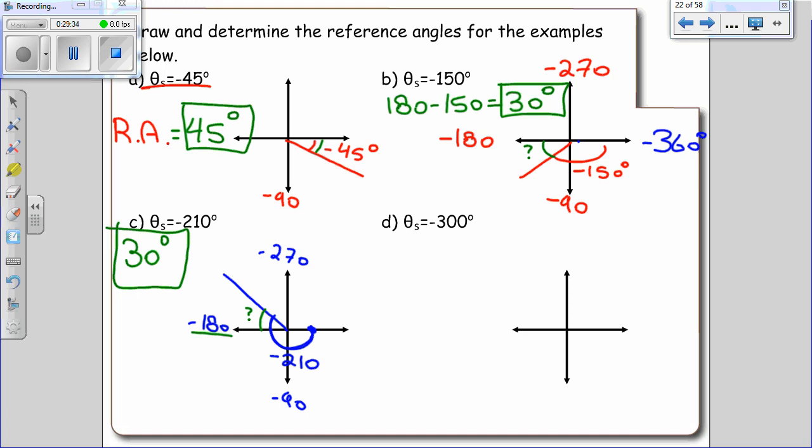Okay, D, if you did that one, 300 would be somewhere up here. Ready? The reference angle would be this little gap in there. It would take negative 360 to do a full circle, but I'm missing this little gap. So I made 300, and then I would have needed 60 degrees more to get all the way to that next x-axis.